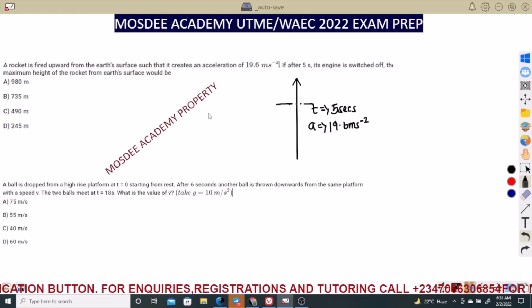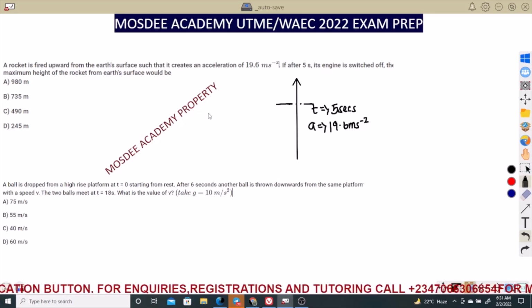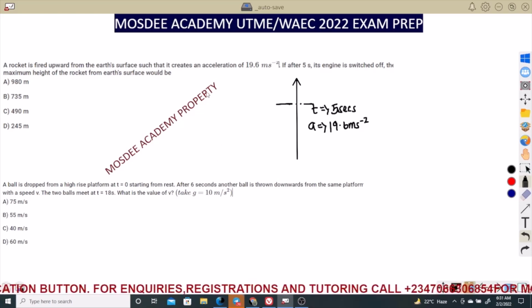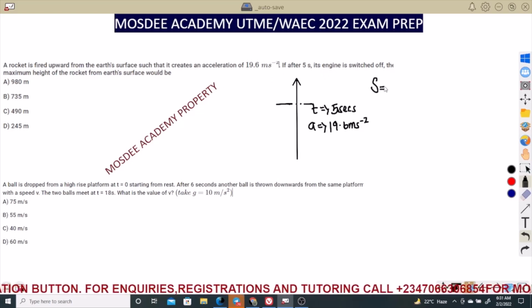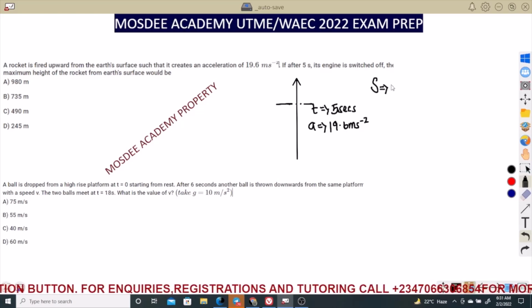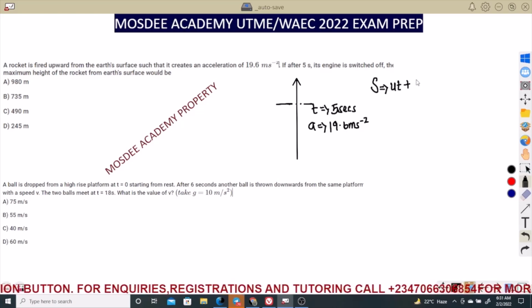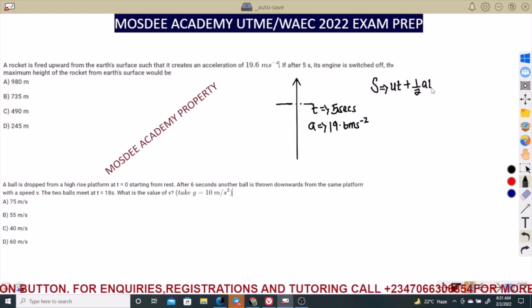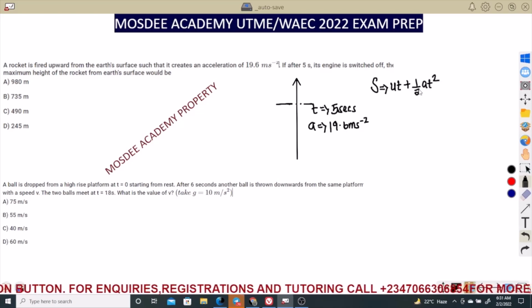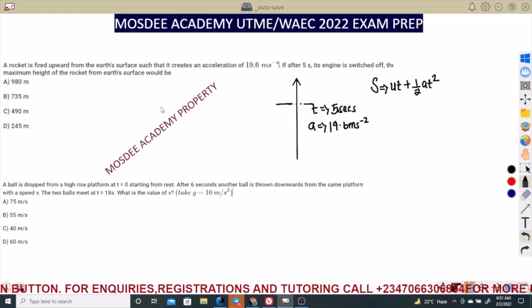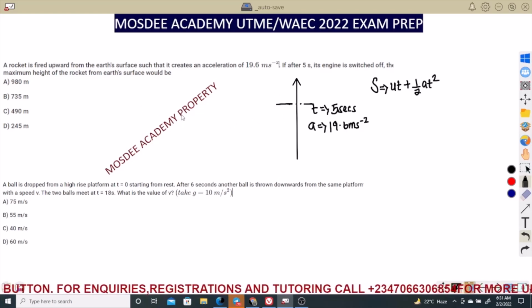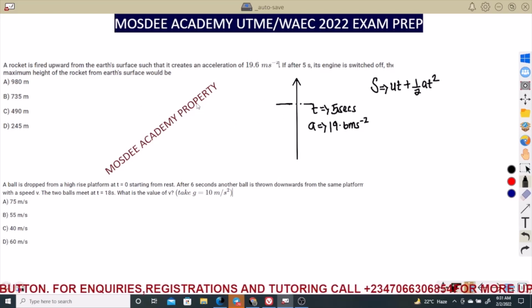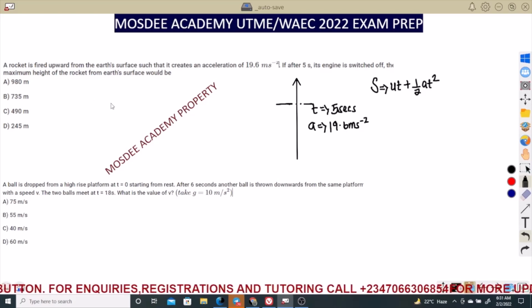So let's just take this as a simple question using our equation of motion. Remember, we know this formula very well: S equals UT plus half AT squared. What is the second speed equation for linear motion? Now, the body is under gravity, remember that, and the body is fired from rest. So we can say the first height the body will undergo.